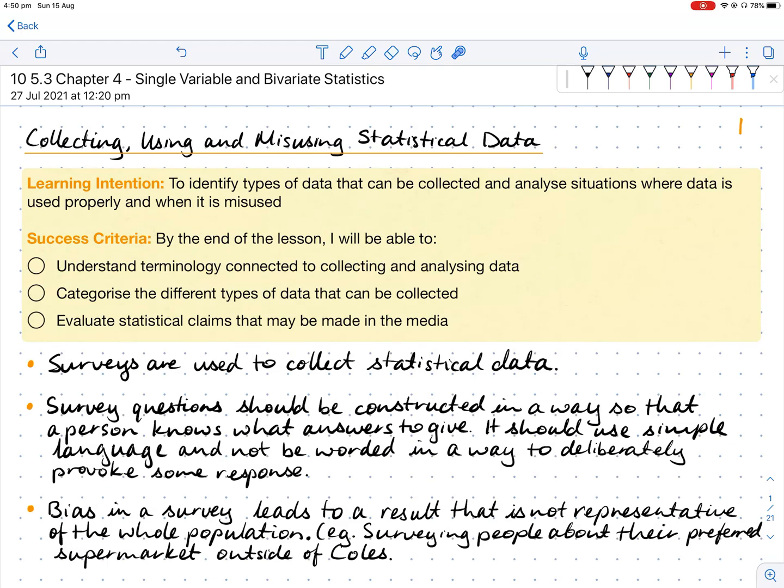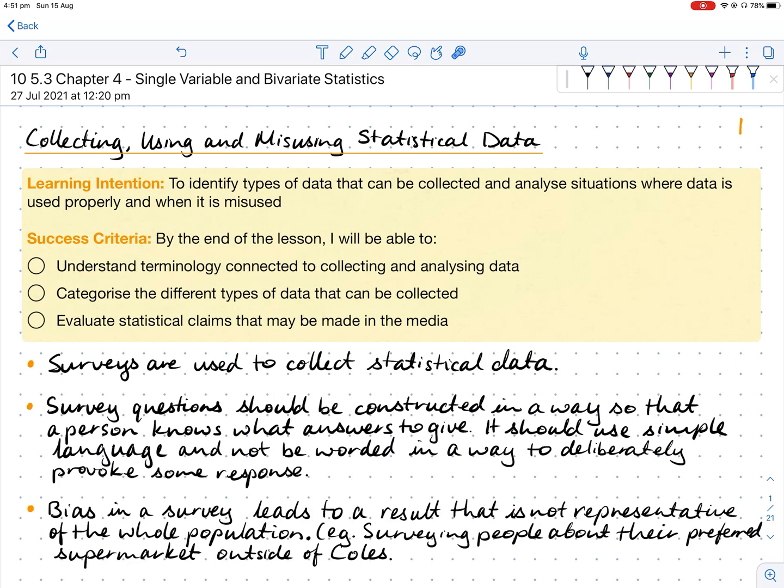Today we'll be starting our next topic, which is on data and statistics. So the textbook calls it single variable, which means you're collecting one piece of information at a time, and also bivariate statistics. So bivariate means that you're collecting two pieces of information at the same time.